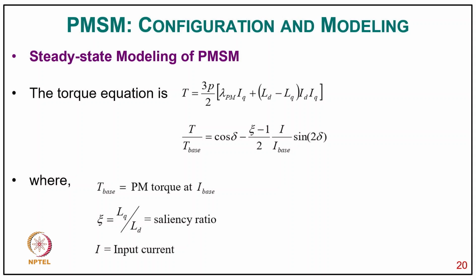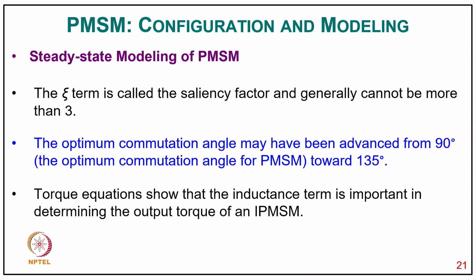Since magnets are put into the flux barriers, the machine has a very robust construction to achieve high speed. And then coming to T as a per unit value T base, we can write cos delta minus eta minus 1 by 2 into I upon I base and into delta. The T base is PM torque at I base, and eta equal to LD upon LQ, that is the saliency ratio, and I is the input current.